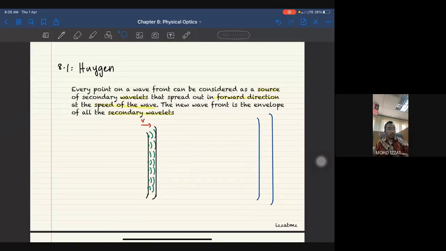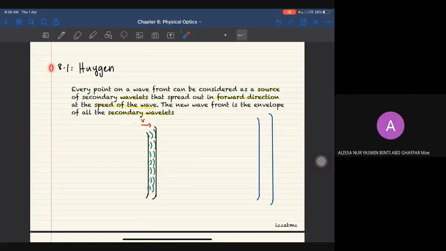So this process will continue and will create more and more wavefront. So eventually you will see that as if the wavefront actually moves forwards. And memang dia move forward pun, tapi this is how it travels. So far ada soalan ke tidak? Tak ada, sir. Tak ada.